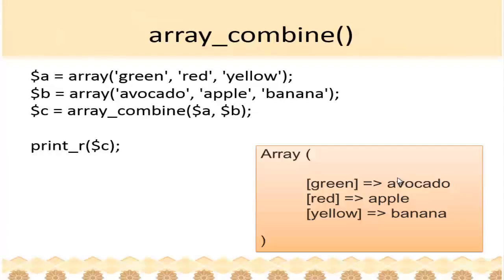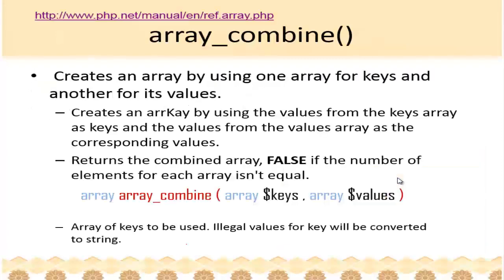So it's a very different thing. You are combining keys with values. So that is the meaning of it. It creates an array by using one array for keys and another for values. So it is used to combine keys with values to create a third array. It is not taking one array and connecting it to the other array and making a big array out of it. That's not the use of it.